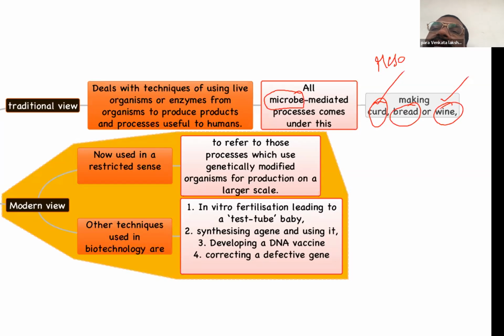So the traditional view deals with the techniques of using live organisms, or maybe enzymes from these organisms. That means the entire live organism may be used, or the enzyme produced from the organism may be used in producing different products. Curd is a product, bread is a product, wine is a product. Without microorganisms or the enzymes from them, these products cannot be produced. All these microbe-mediated processes come under biotechnology.